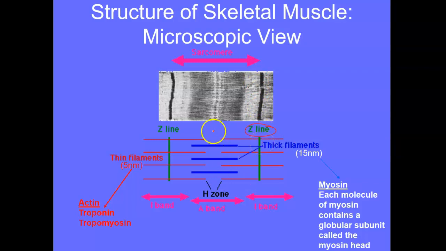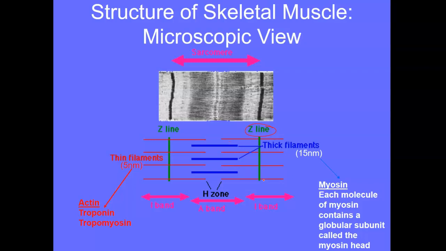The H zone here is an open area right here. And there is kind of a thick region here. Don't worry about why that's there right now. I don't want you to have to memorize that. The A band is the region where the actin and the myosin overlap. The I band is the Z line and the actin alone.